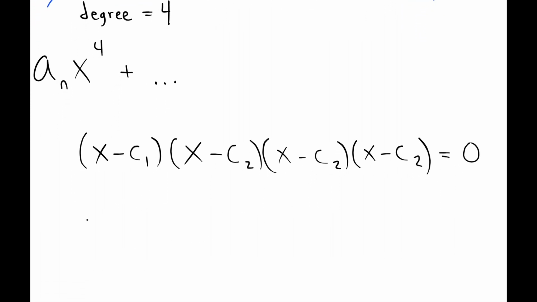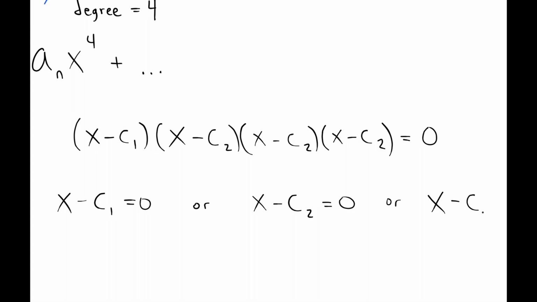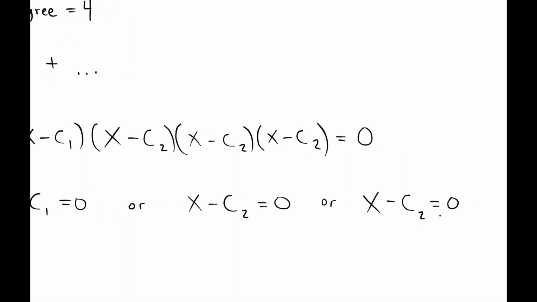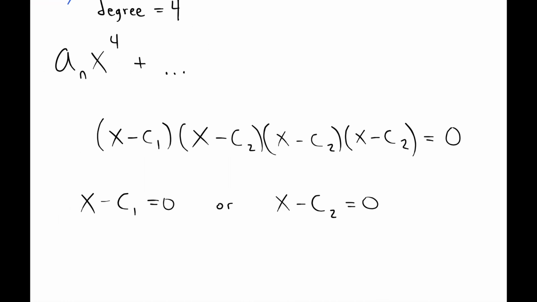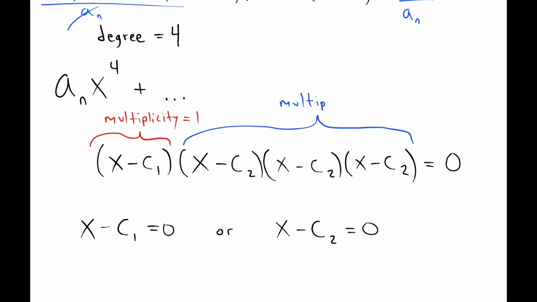But when we set these equal to 0, we find that x minus c1 is 0 or x minus c2 is 0. I could write more of those, but there's no point, right? It's all just the same equation. So I'm not going to bother writing it multiple times. But that's what they mean when they say multiplicity. This factor here has a multiplicity of 1, whereas this one has a multiplicity of 3.